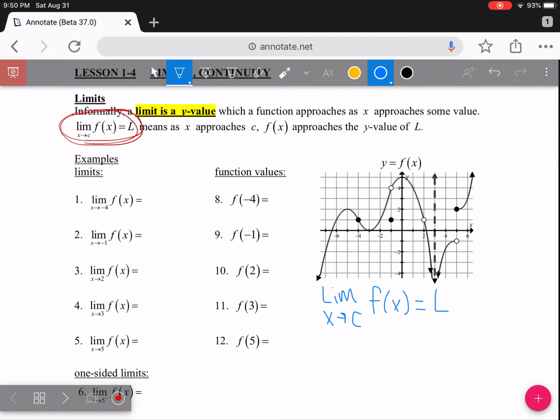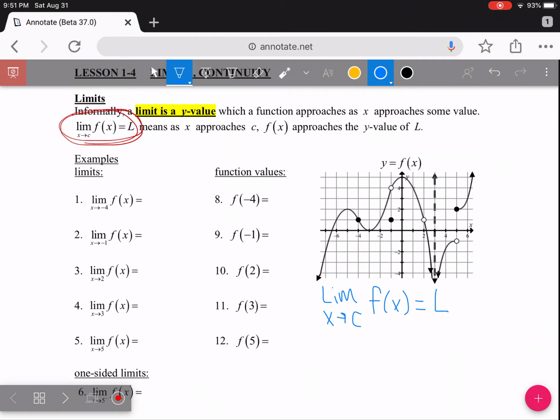We always write them as lim, as x approaches c of f of x, or whatever function we're talking about, equals some number. This big L just basically means some number that's a y value, okay? So let's see what this actually means on the graph. So I have the limit as x approaches -4 of f of x.